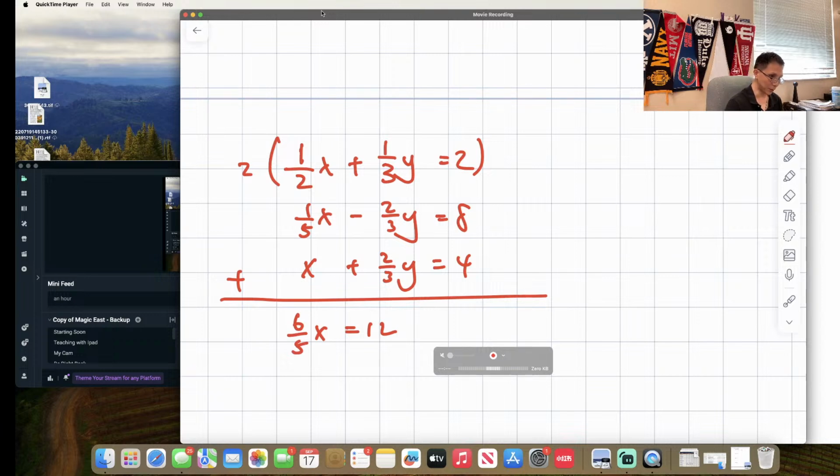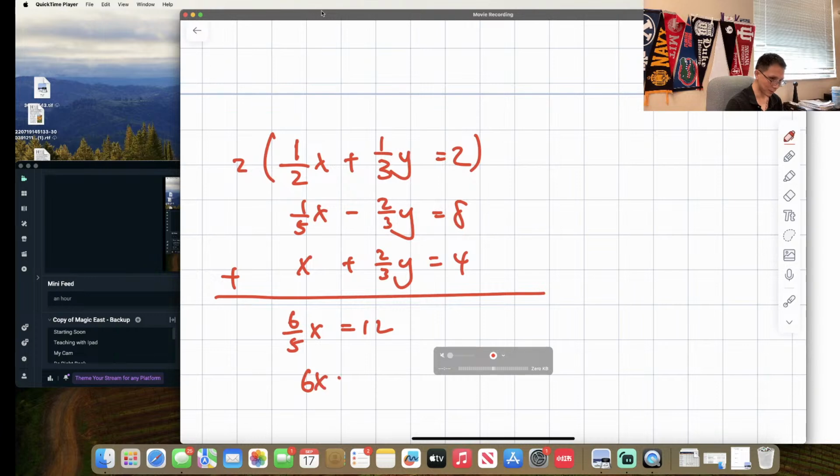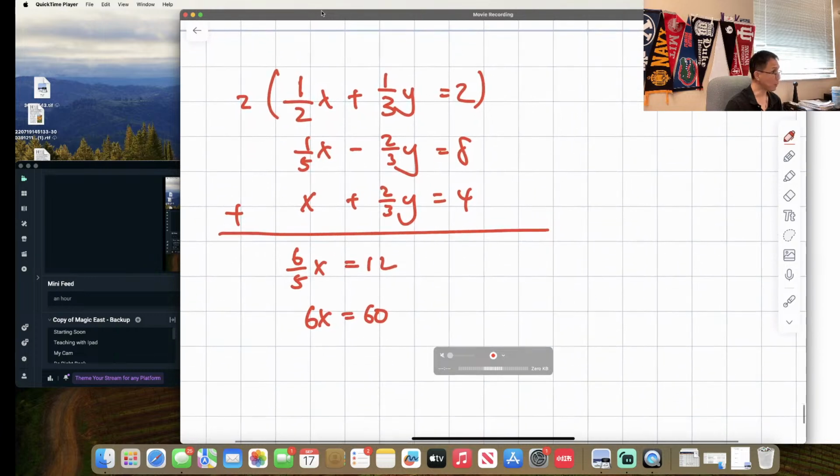And can I get rid of the fraction on both sides? Multiply by 5 on both sides, and x equals 10. See, it's very nice, easy solutions. Is that easier than dealing with all the fractions? Yeah, so you can get rid of things. For a system of equations, elimination is the best route.